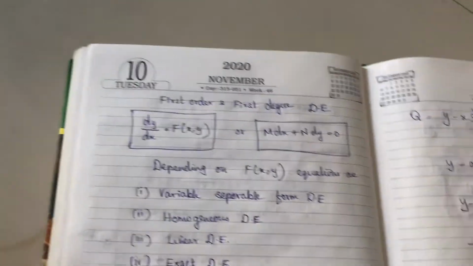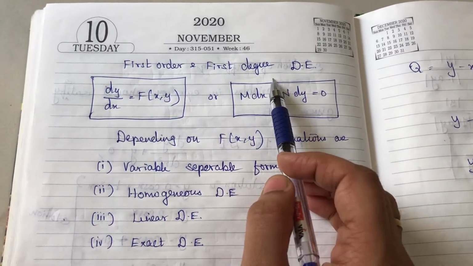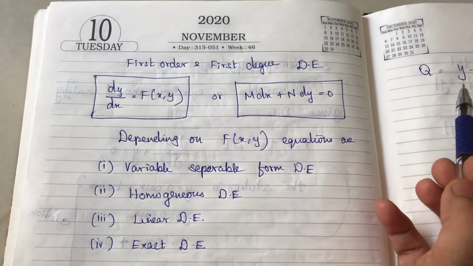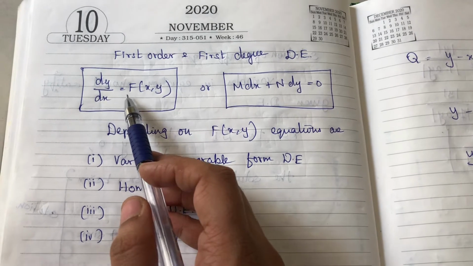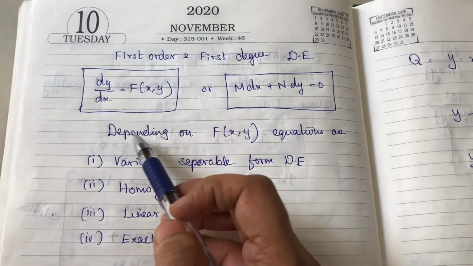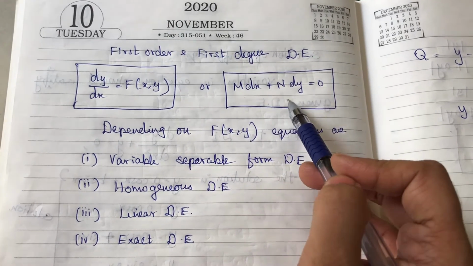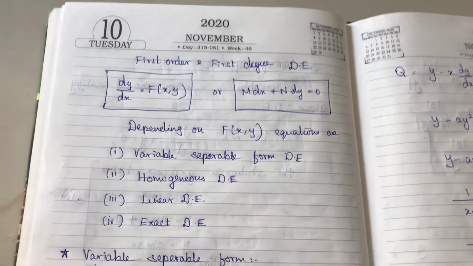Okay. So, the first topic is first order, first degree differential equations. How can I write that? dy by dx is equal to f of x, y, a function, or M into dx plus N into dy is equal to 0. So, we can write it in both ways.